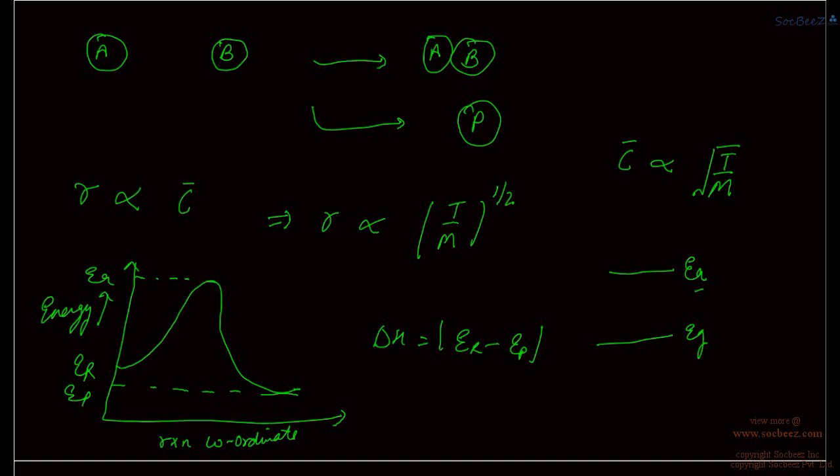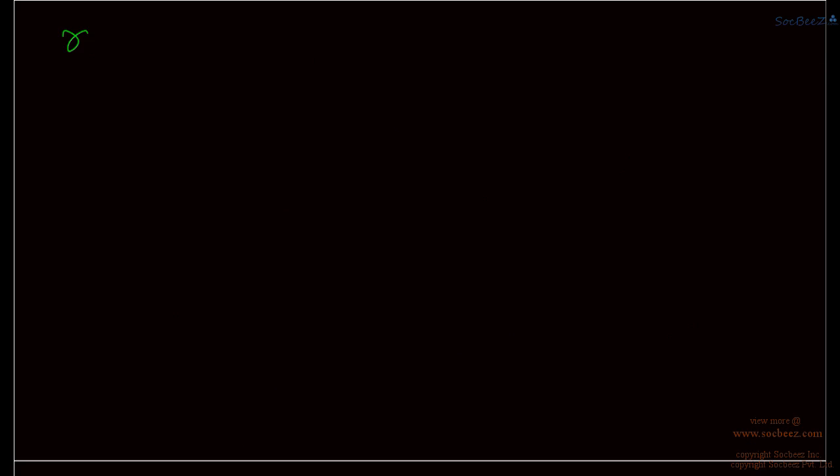So therefore, in order for the reaction to occur, there must be a minimum amount of EA present in each and every molecule so that they can get transformed into products, and hence the rate of reaction is directly proportional to the fraction of the molecules that have got minimum amount of energy as EA, and that fraction is e raised to the power minus EA upon RT. So we can say that from here rate is directly proportional to (T by M) to the power 1 by 2 into e raised to the power minus EA upon RT.